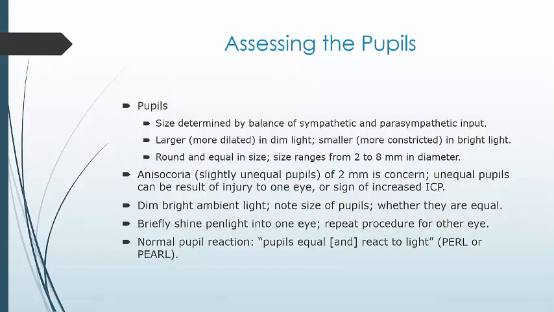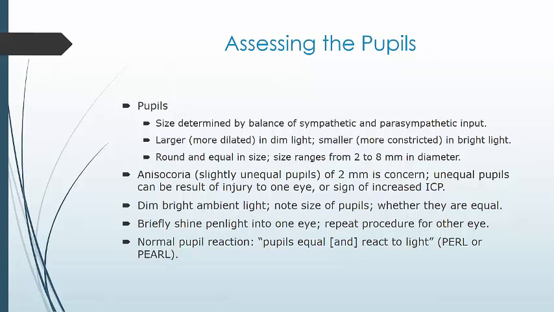Pupils is the opening in that ring-shaped muscle of the eye called the iris, and the size of that pupil is controlled by the oculomotor nerve, which is cranial nerve 3. Parasympathetic stimulation causes it to constrict, and sympathetic stimulation causes it to dilate. So pupil size is determined by a balance of the sympathetic and parasympathetic input from a bunch of different stimuli. Under normal circumstances, they're slightly larger, more dilated in dim light, and slightly smaller and more constricted in bright light.